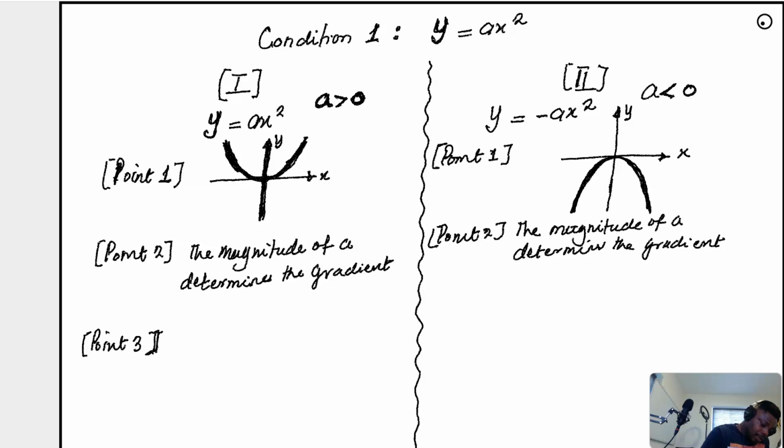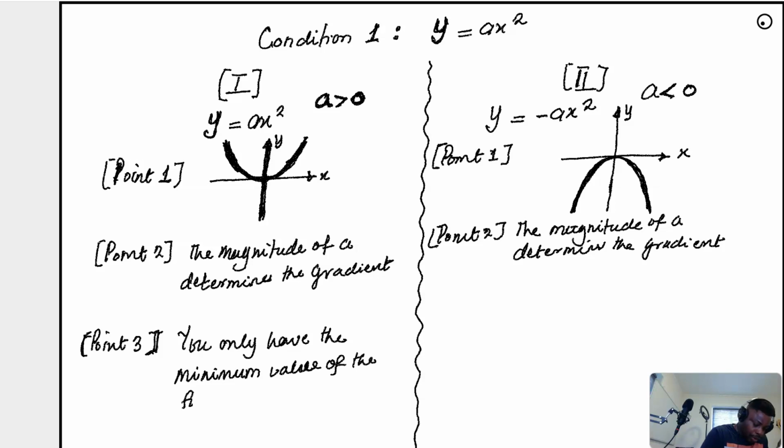Point 3 here is that when A is greater than 0, you only have the minimum value of the function. You can see, because the curve opens up, you can only have a minimum value.